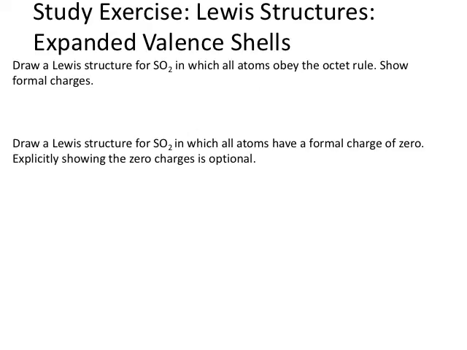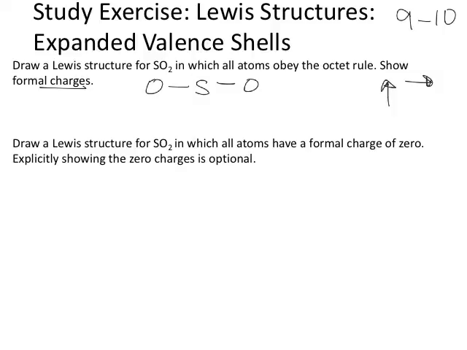This is problem 9-10. It says draw a Lewis structure for SO2. Show all formal charges. So here we have sulfur in the middle, because if you look at your trend, increasing electronegativity goes up and over, and sulfur is under oxygen on the periodic table. So that would mean it's more electropositive and would have a central position.